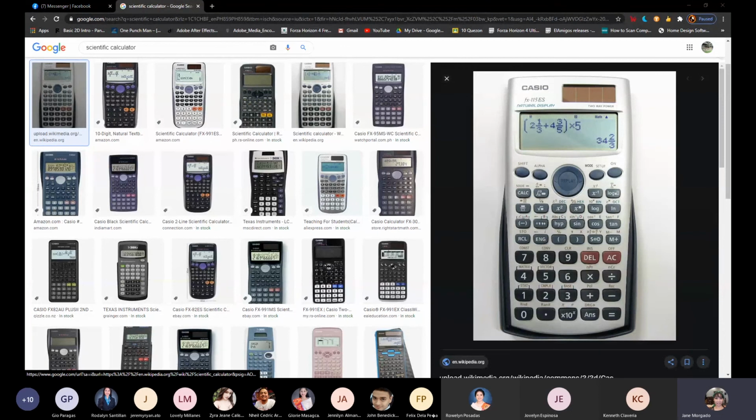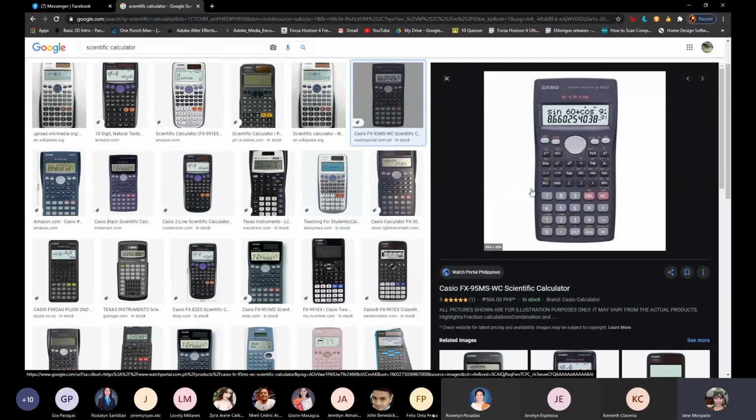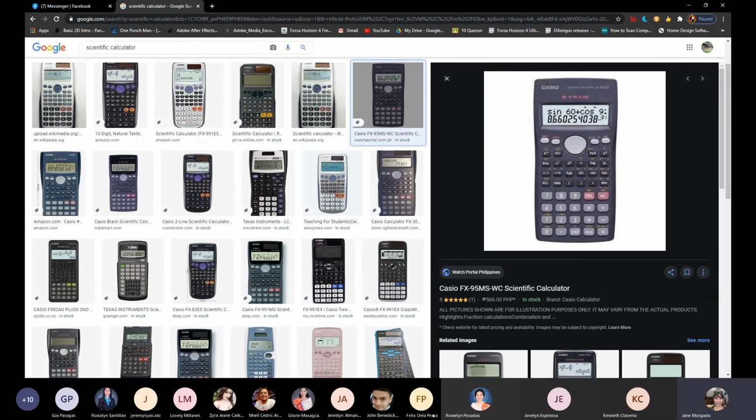Ito yun, no? Eng. Tingnan natin iba pang calculator. Ayan, may eng pa rin to. Pindutin niyo lang yung eng. Yan. Tapos. Okay na po. Ang sagot.